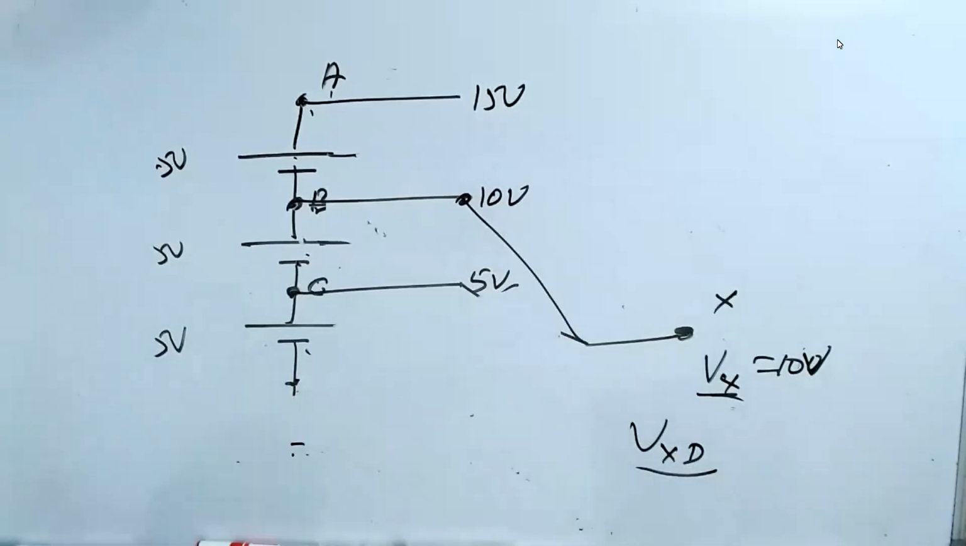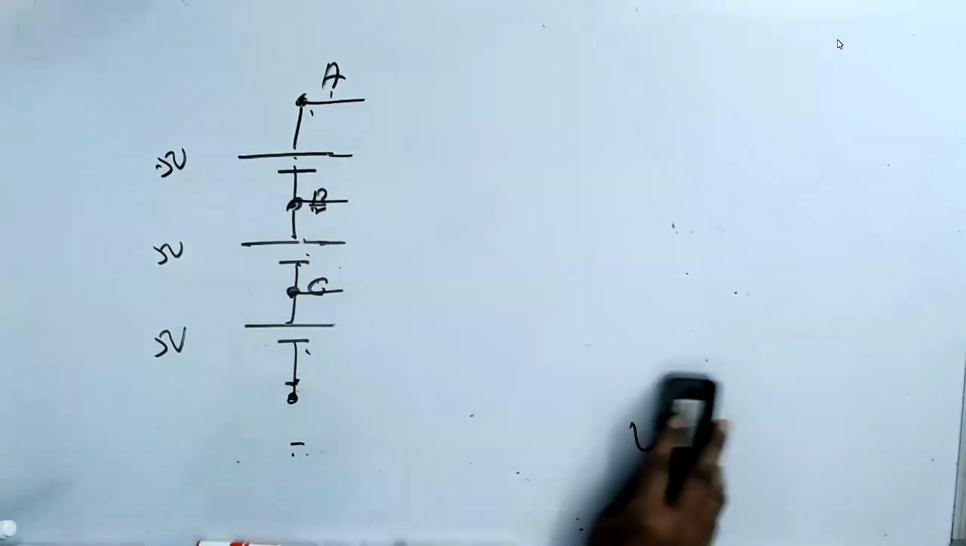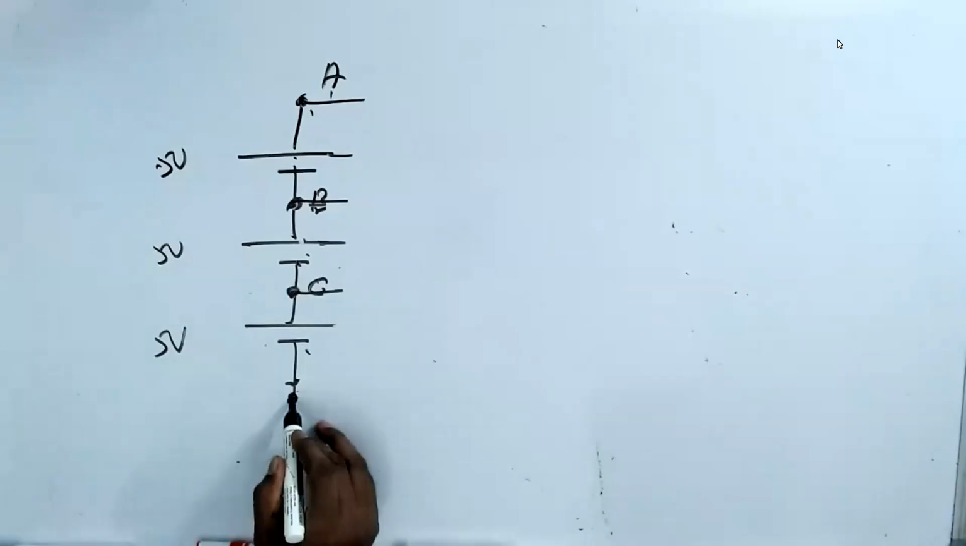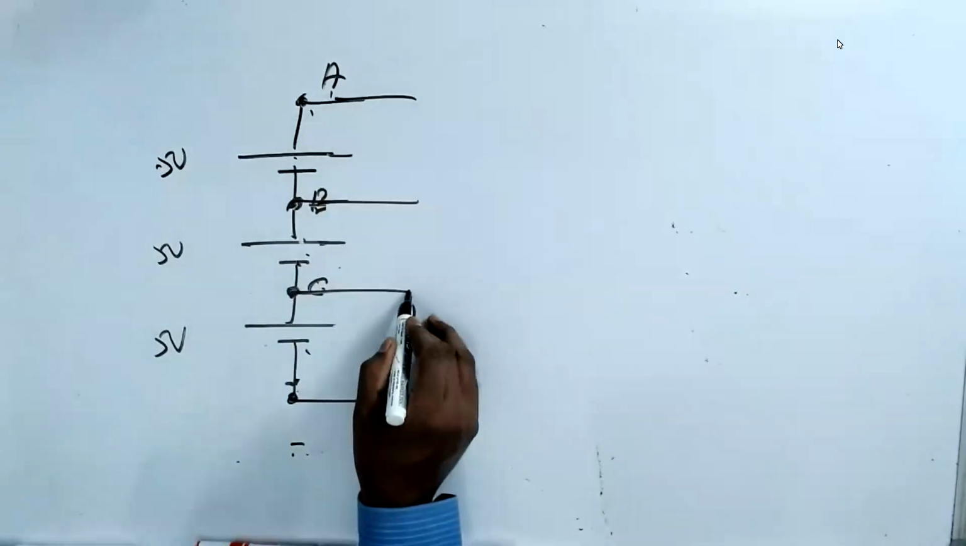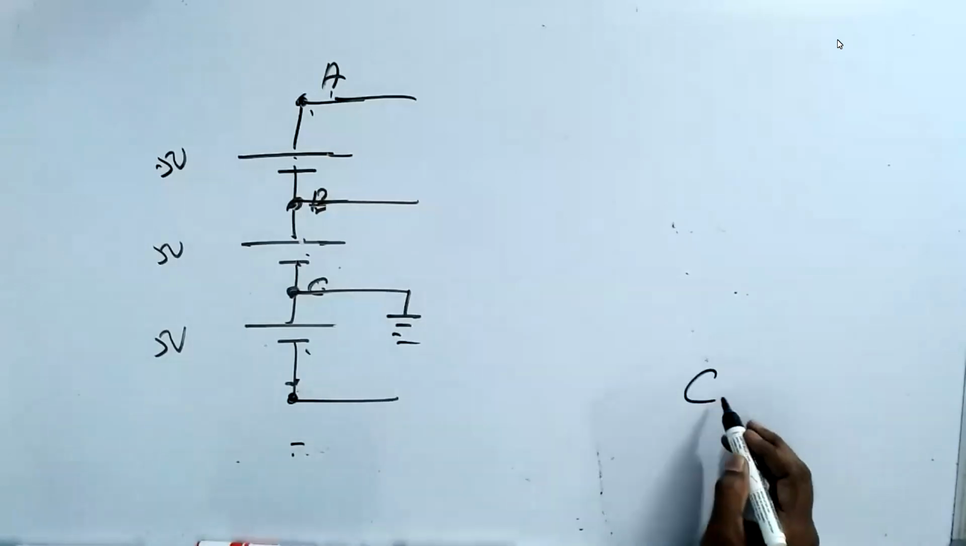Now let us do another small thing here. Let's see how you respond. I have every point A, B, C, D. Now I make this a common point. I make C a common point.